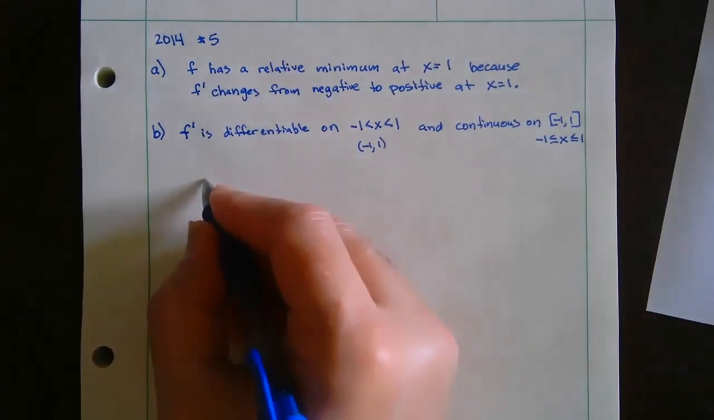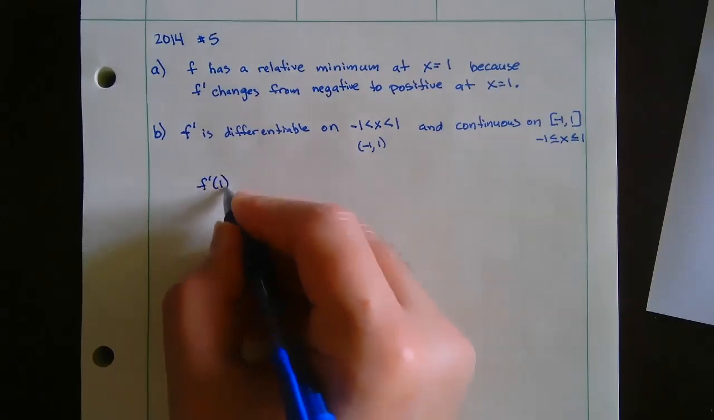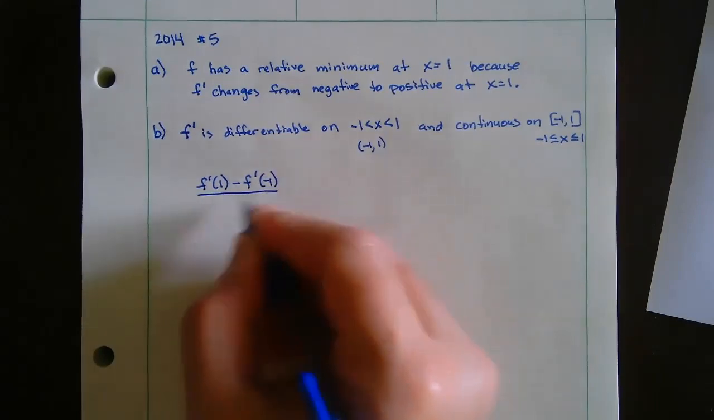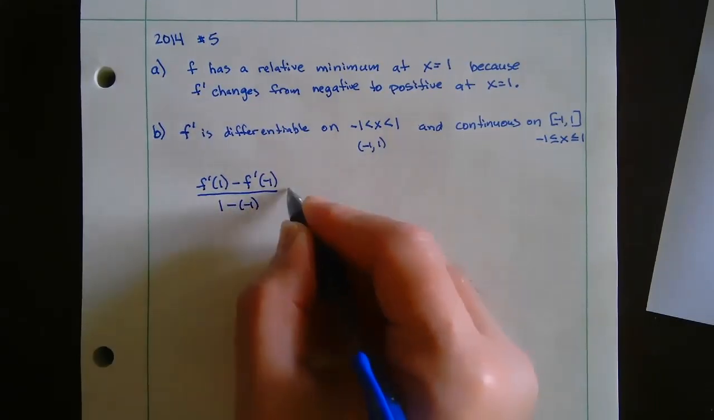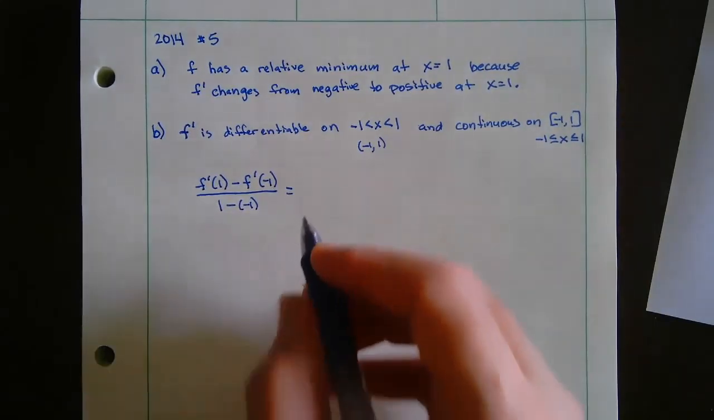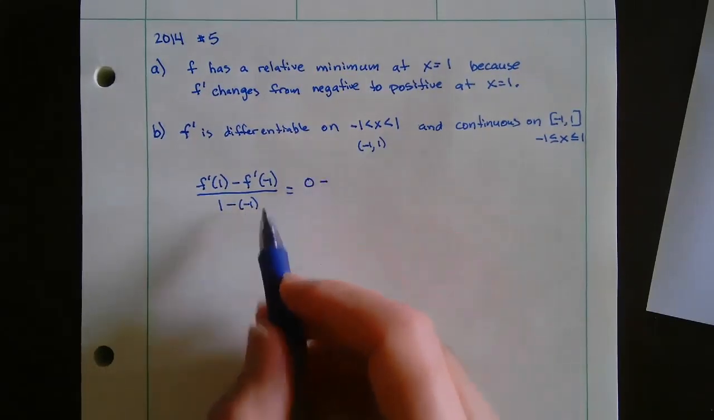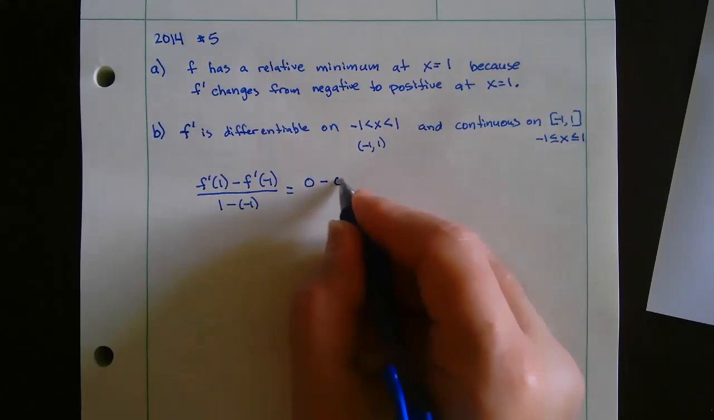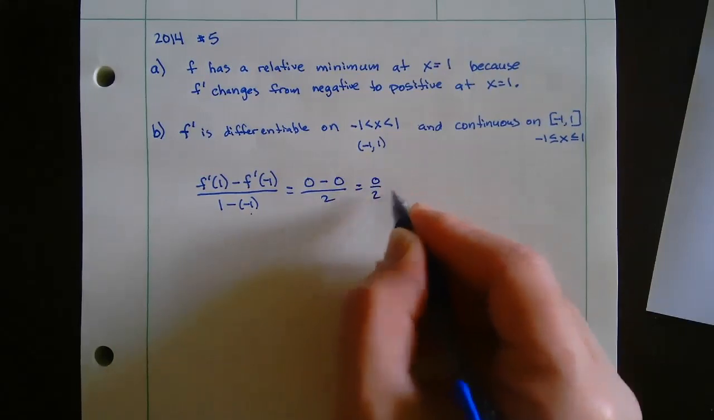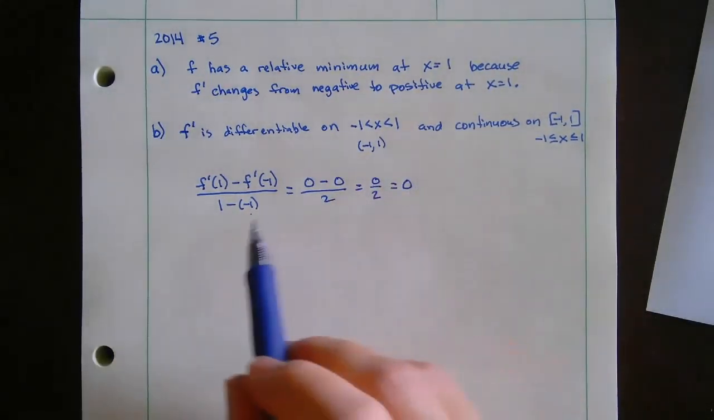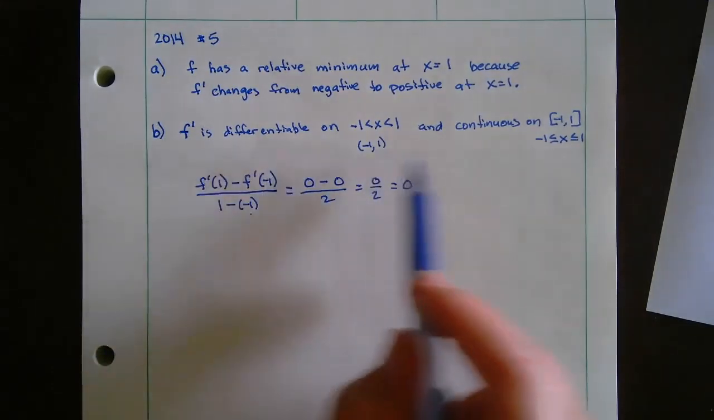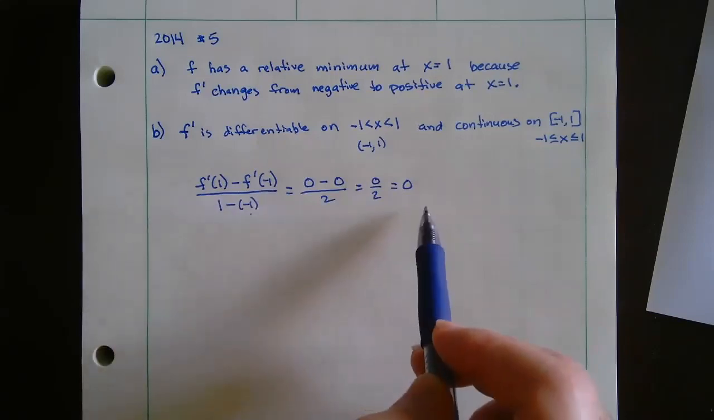And then we have to show that f prime of 1 minus f prime of -1 over 1 minus -1. What is that going to equal, okay? All right, so what's f prime of 1? F prime of 1 is 0, right? Minus what's f prime of -1? Well, f prime of -1 is also 0, right? So this is 0 minus 0 over 1 plus 1, which is 2, right? This is 0 over 2, which is equal to 0. So you got to do this, right? This is the average rate of change, okay, for f prime, okay? And we say it's differentiable and it's continuous and the average rate of change is 0, okay?